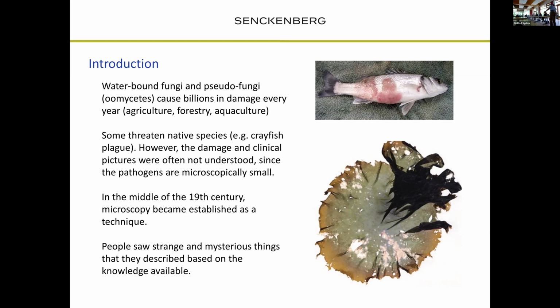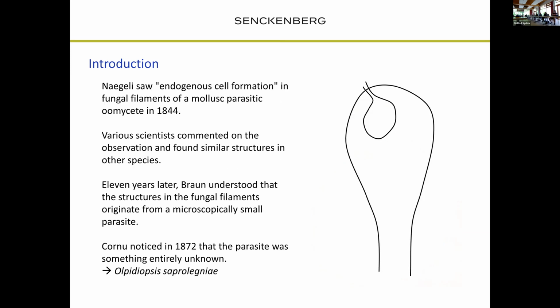In the middle of the 19th century, microscopy became very established, so people saw really weird things that they tried to explain based on what they knew at that time. For example, this is something that Nägeli saw. He saw an endogenous cell formation in fungal filaments of a mollusk parasite, in 1844. He was not really sure what he was seeing there, and various scientists found this pretty interesting.